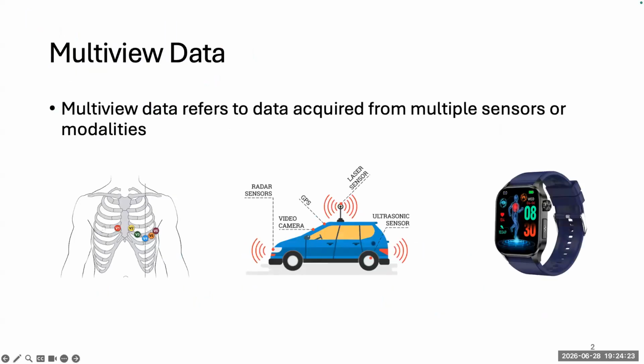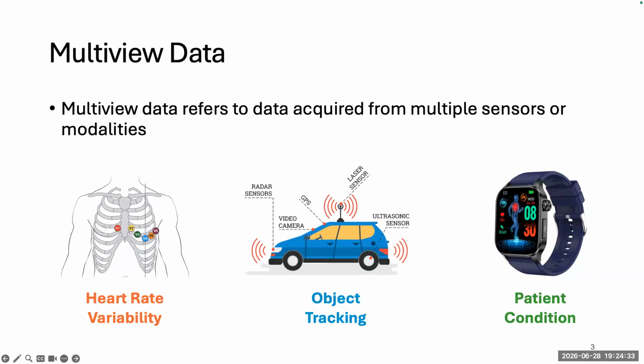Multiview data refers to data acquired from multiple sensors or modalities, and is common in many applications such as ECG, autonomous driving, and wearable medical devices. In many applications, we're interested in some common component between the views, such as the heart rate, common objects, or patient condition that are reflected by the different views.